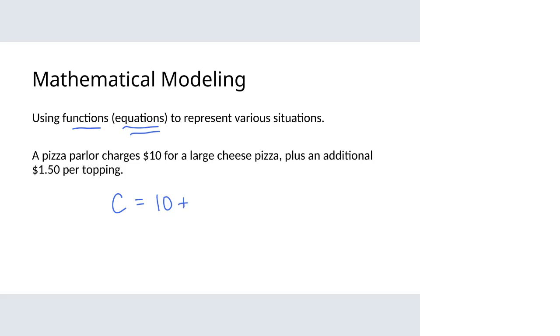What operation do I want to do for every topping? $1.50 per topping. What do I want to do there? Perfect, Courtney. That's excellent. We want to multiply the number of toppings times $1.50. So we'll do $1.50 times t.